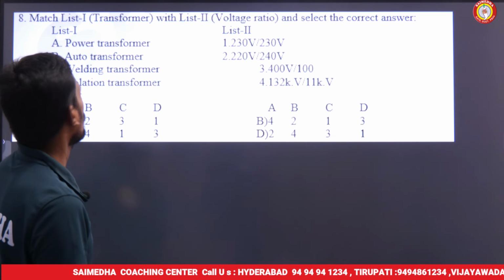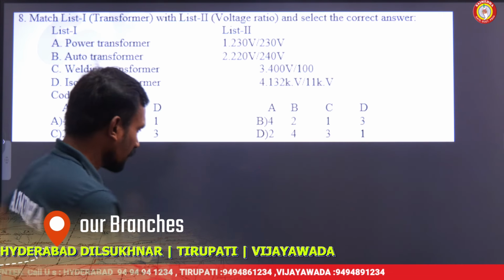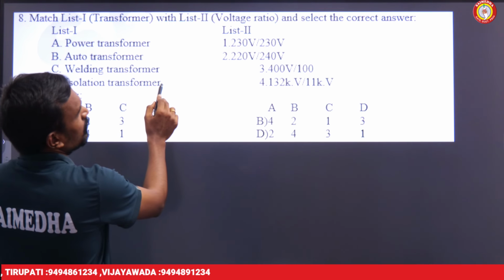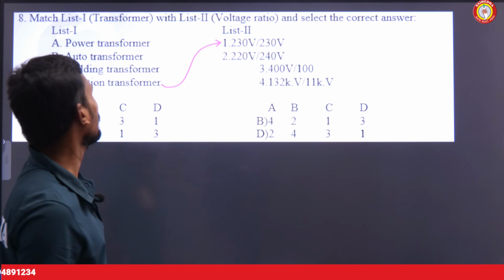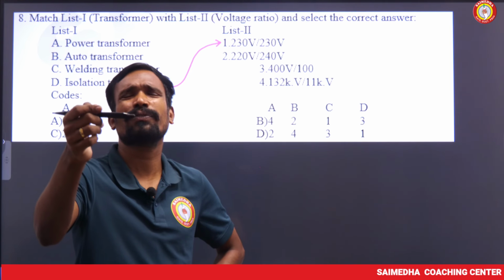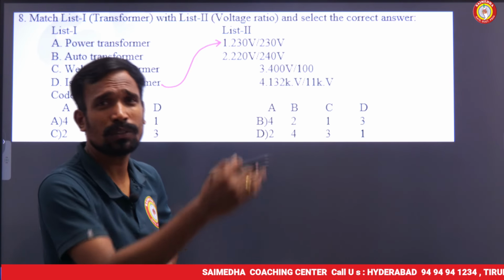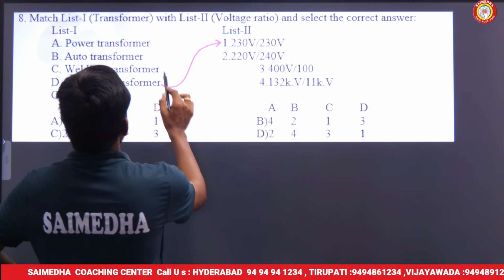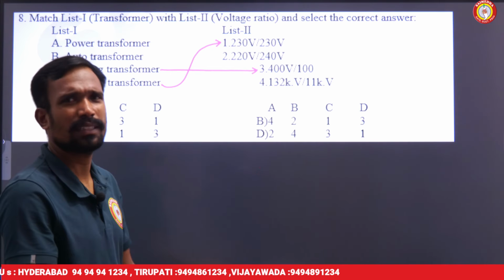Match the following: power transformer, auto transformer, welding transformer, isolation transformer. First of all, isolation transformer is nothing but the same number of turns, same voltages. Next one, welding transformer. The required voltage for welding is 10 volts to 15 or 20 volts in that range. So the output is very low voltage, a very large step down. Among these, for the welding transformer, this is most suitable because we can step down up to 100 volts.